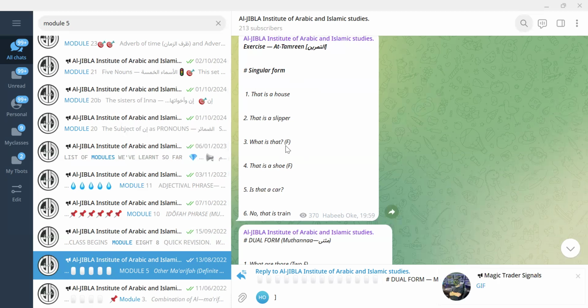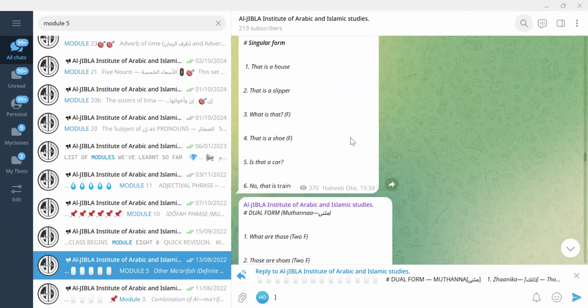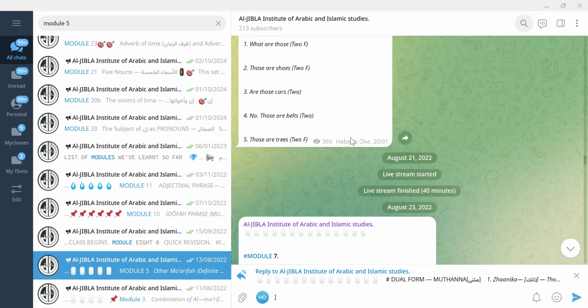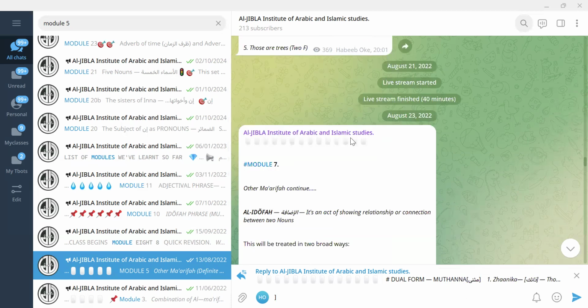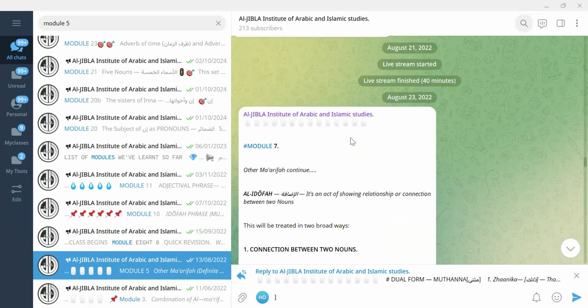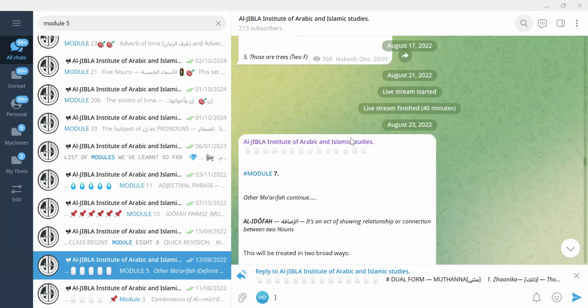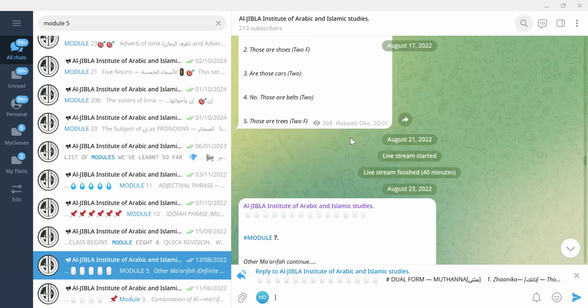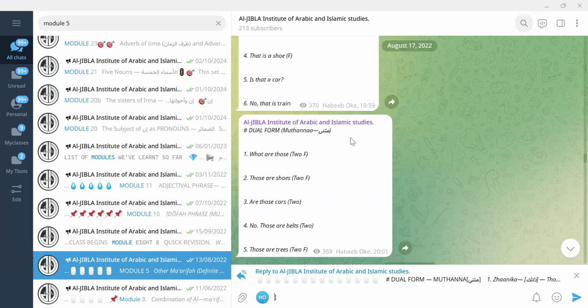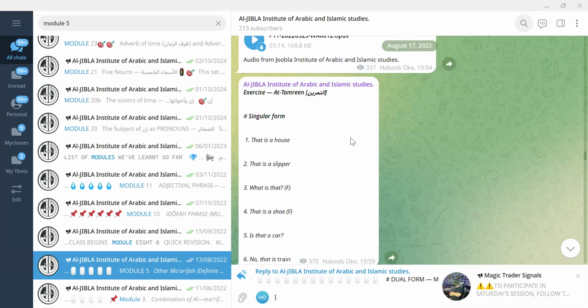The singular and the dual. There is also one for the plural, but I think it's going to come after this. Module 7 and module 8 are talking about the plural. We've been talking about it anyway, but we'll talk more about it when we get to it.